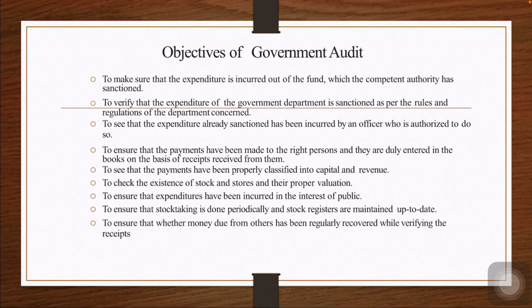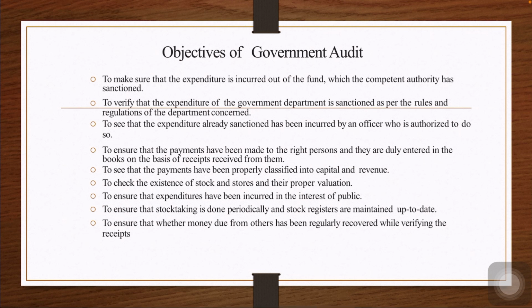Next, to verify that the expenditure of the government department is sanctioned as per the rules and regulations. So again lah, kita nak tengok sama ada perbelanjaan setiap jabatan-jabatan kementerian ni mengikut ke tak, adakah ia mengikut akta kawalan keuangan negara ataupun tidak. Number 3, to see that the expenditure already sanctioned has been incurred by an officer who is authorized to do so. So again nak tengok sama ada pembelanjaan tersebut telah diluluskan ataupun tidak. Next, to ensure that the payment has been made to the right person.